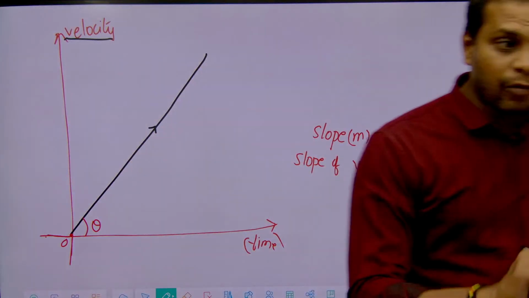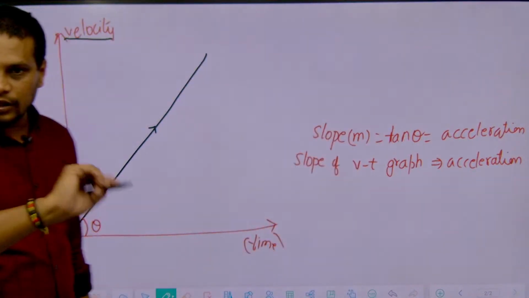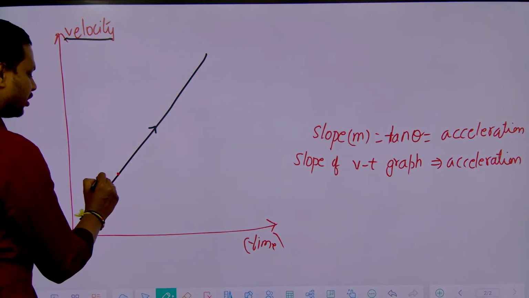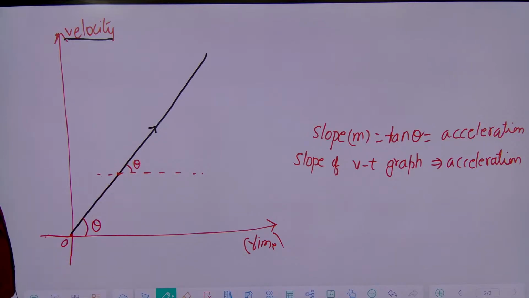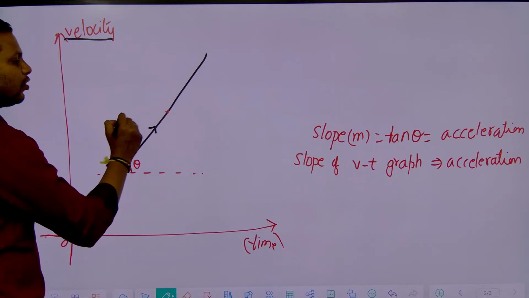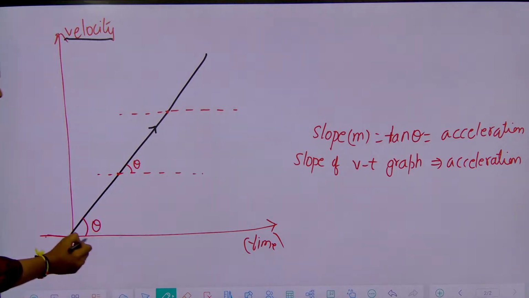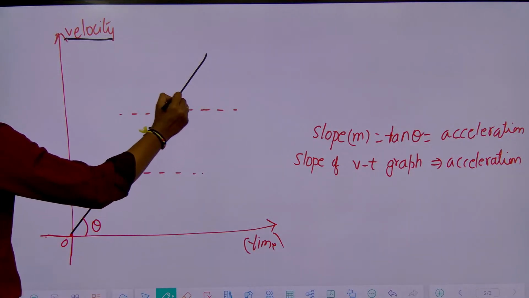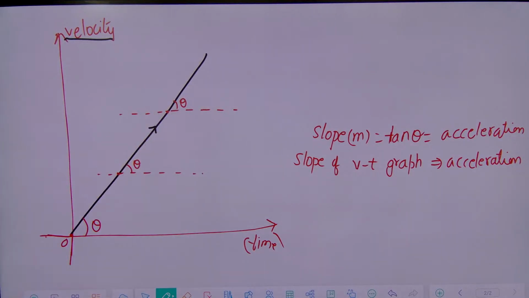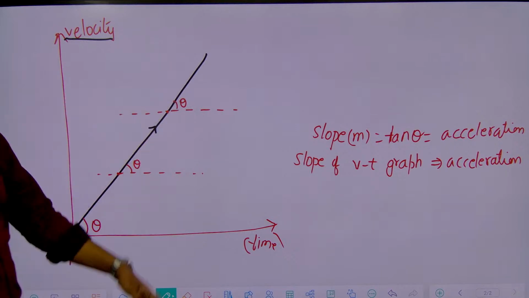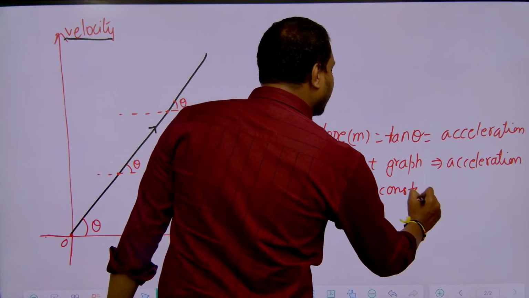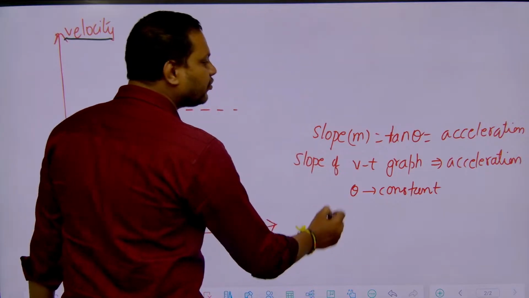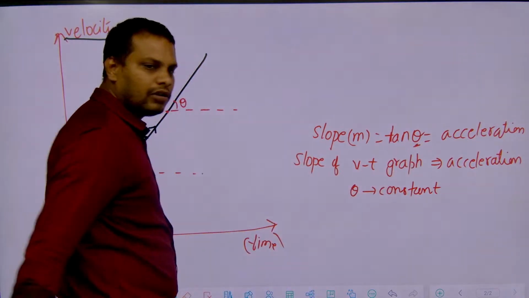I have taken some points and drawn the parallel lines. I'll take one point here, draw the parallel line. If this angle is theta, this angle is also how much? Theta. If this angle is theta, this angle is also theta, because corresponding angles are equal. Here also theta, here also theta, here also theta, which means that theta is constant. Theta is constant means tan theta is also constant.